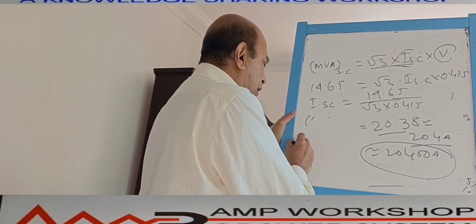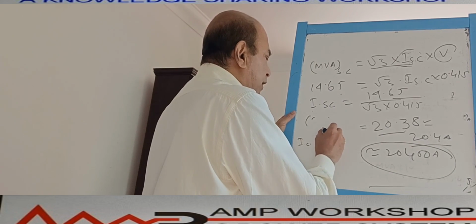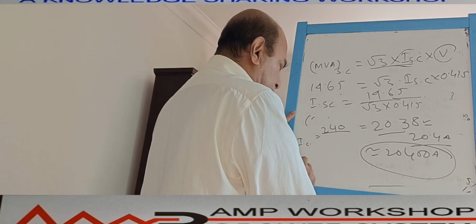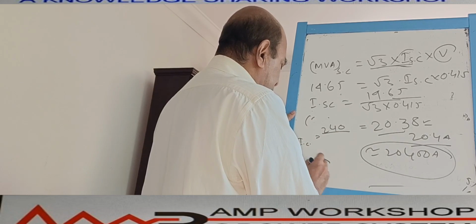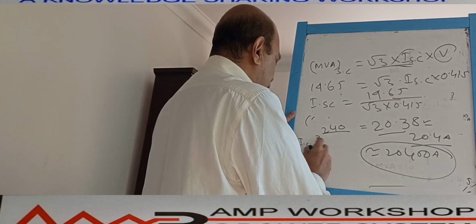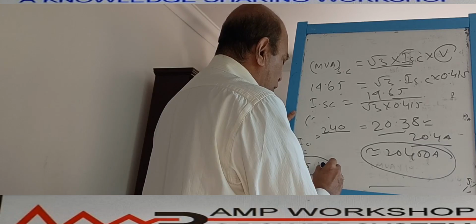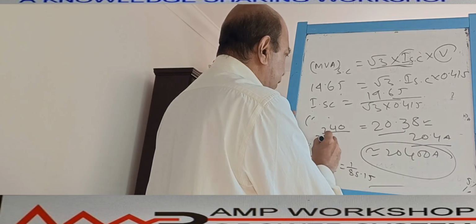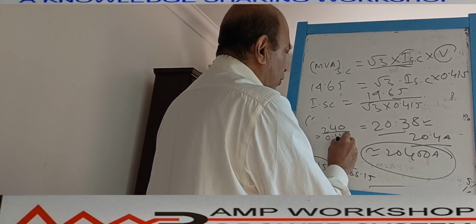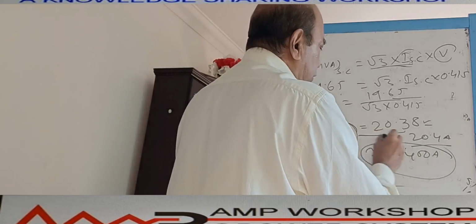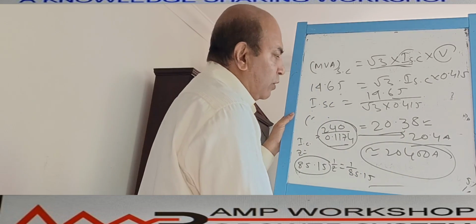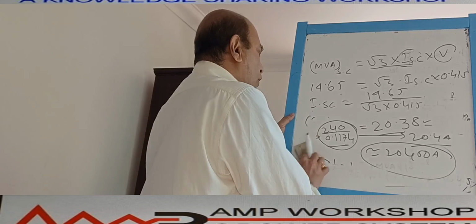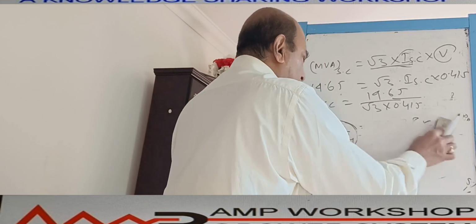the ohmic value. In the case of the ohmic value, for I short circuit we got 240 volt phase voltage, and per phase impedance we got 85.15, that is equal to your Z. So 1 by Z equal to how much? 1 by Z equals 1 by 85.15, that is 0.01174. If you calculate this, it is also coming to about 20,400 ampere. So you can see in both cases the short circuit current is the same, whether you calculate by the per unit method or the ohmic method.